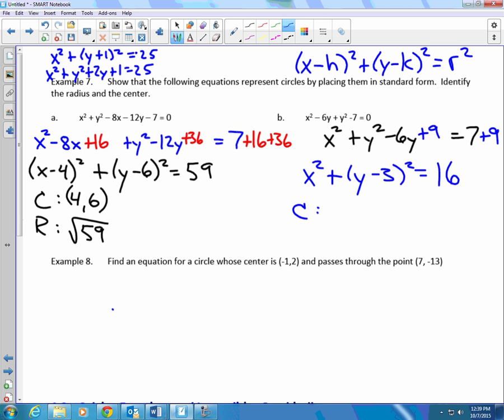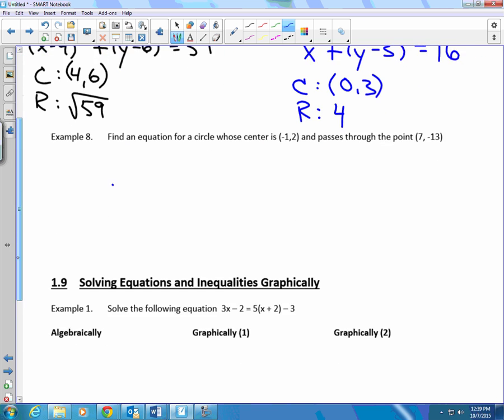So my center is, and my radius is, oops, sorry. I was looking ahead in the problem. That's what happens. There we go. Thank you. All right, last example.